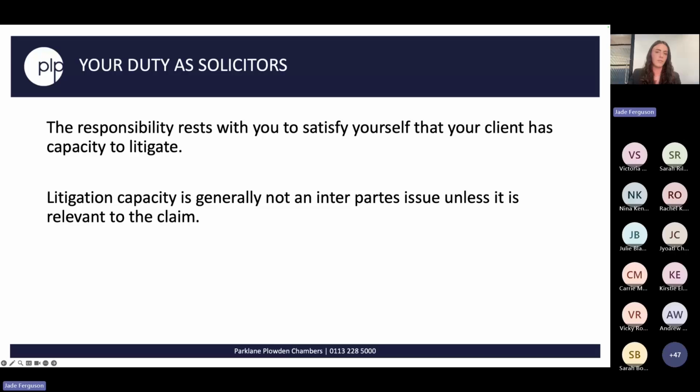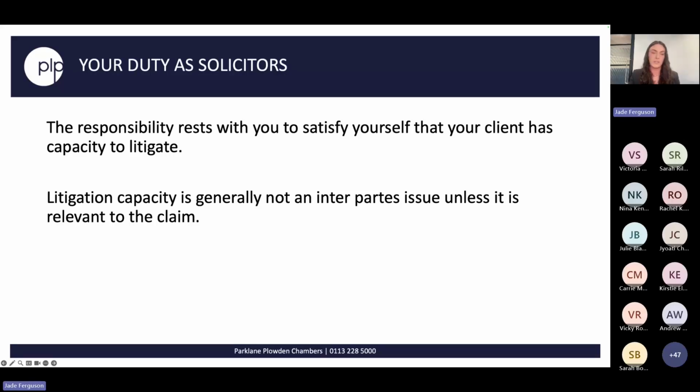The other point I should raise at this point is that if there is evidence supporting lack of capacity, and there's no disagreement between the claimant and you that perhaps they don't have capacity, the general position is that the defendant should not be permitted to challenge the appointment of a litigation friend. So in other words, the question of whether a party has litigation capacity isn't an inter-parties issue.